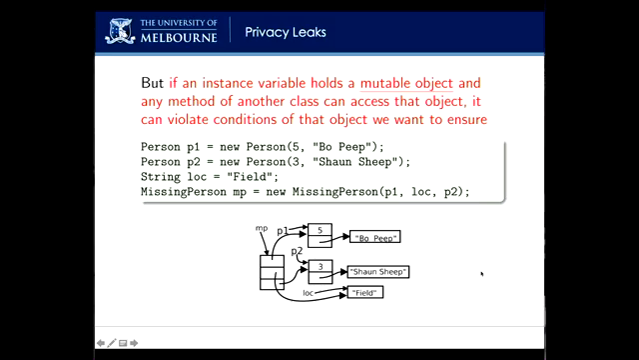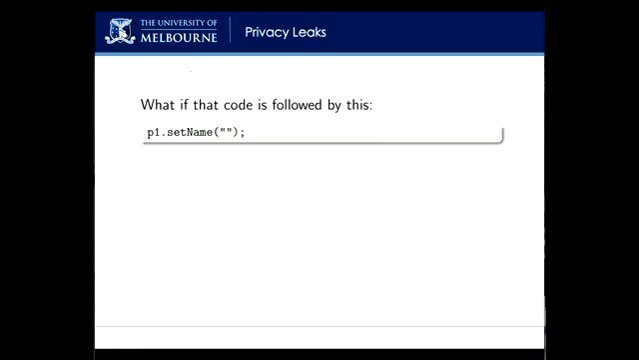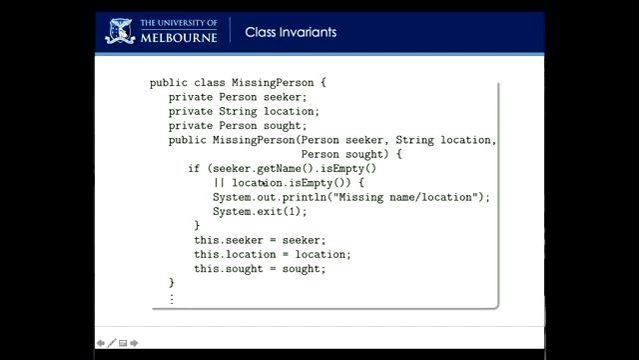Person 1 and person 2 have their own sort of difficulties, and the privacy leak comes in such an example. So what would happen if I then said P1 set name to nothing? Now, if you remember, in our code, we're making the assertion, we're saying, look, you can't have an empty name. If you have an empty name, we're going to cancel the program. It's going to stop, right?